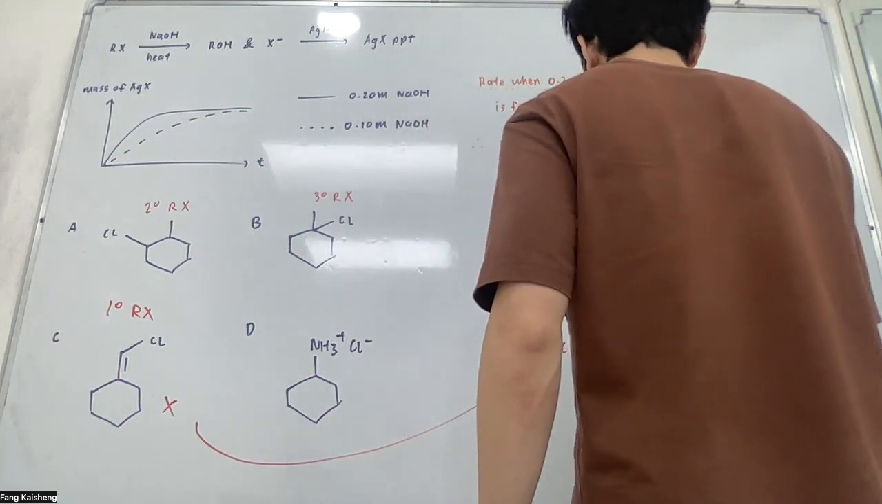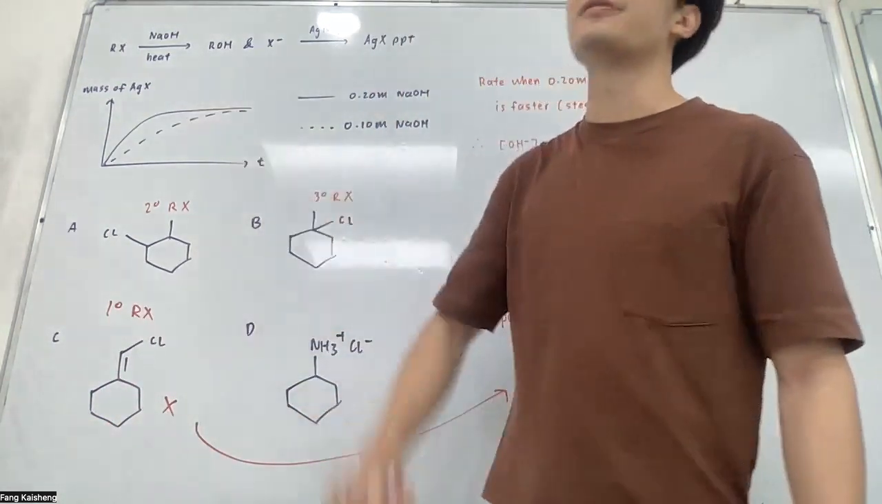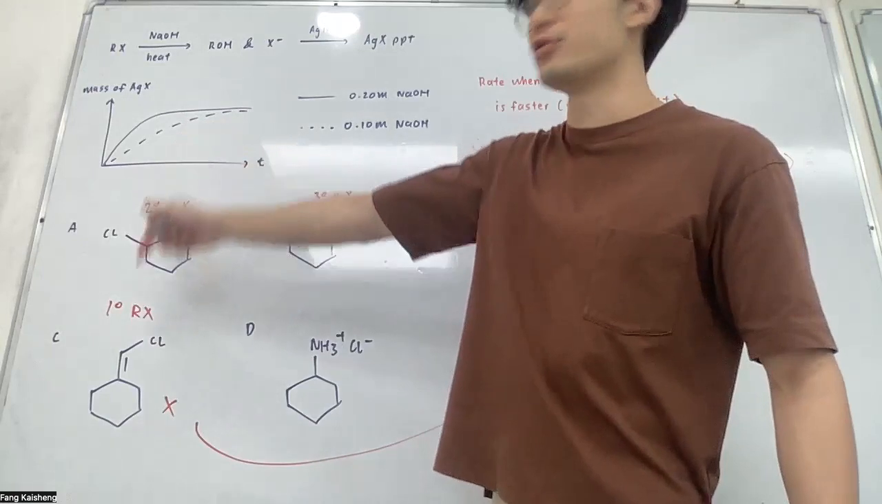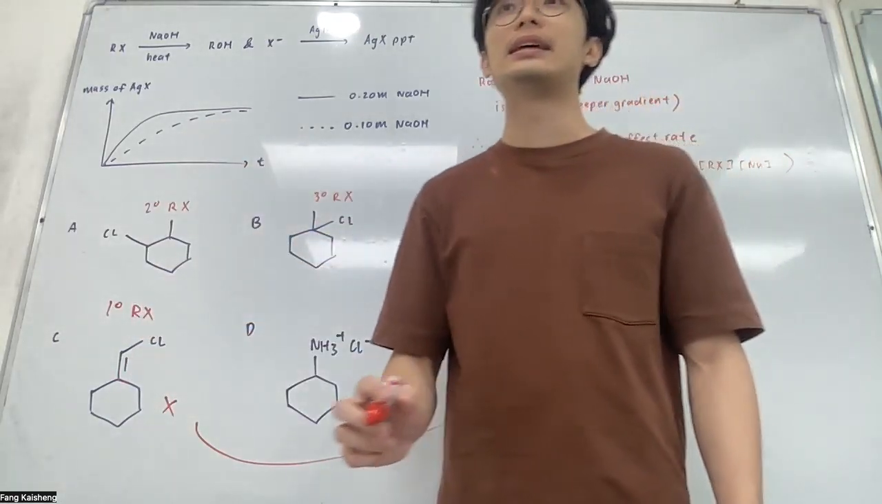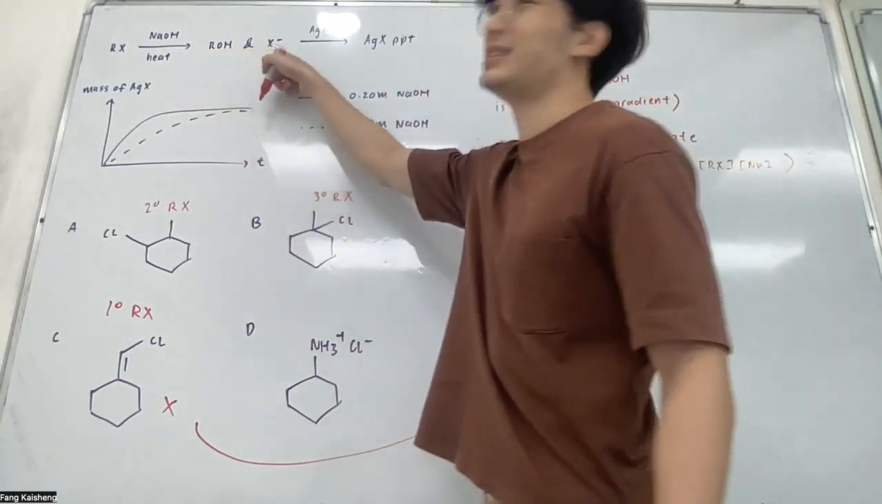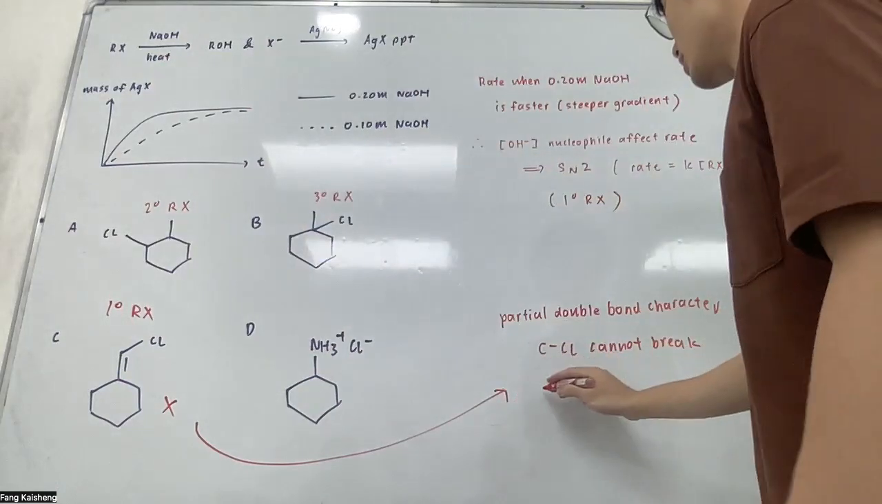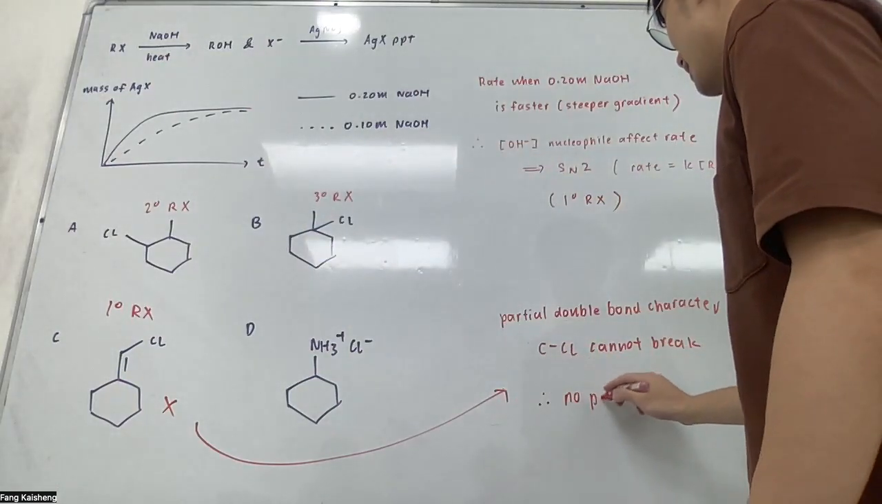So in other words, guys, what would the graph look like if you tried to use compound C instead? If the Cl ever came out as Cl minus, would there be a precipitate in the first place? No. So the graph would be zero. You would have seen no precipitate at all.